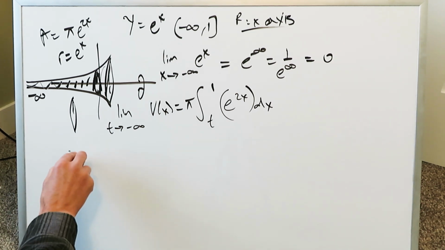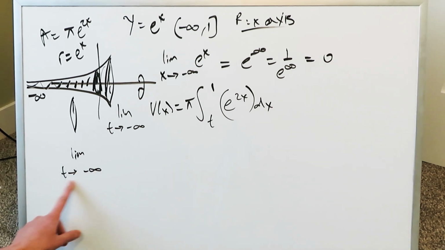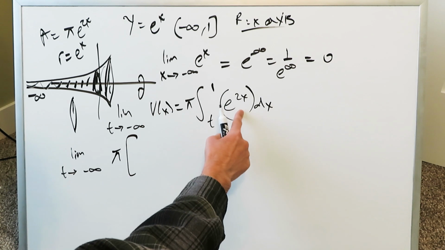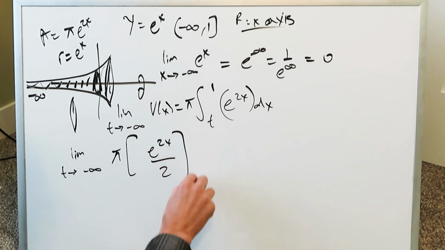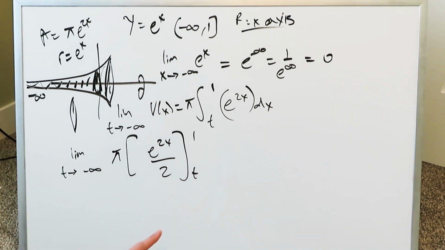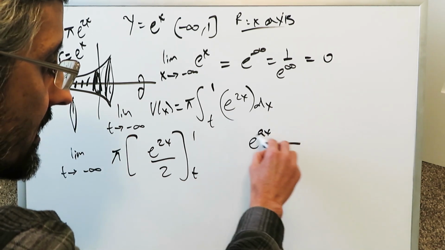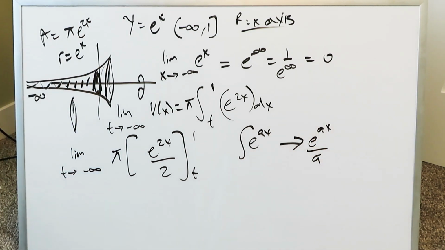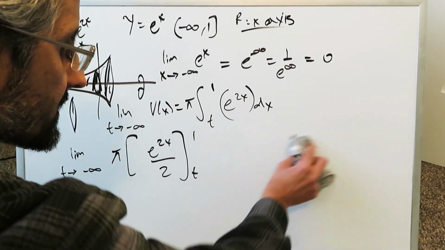So let's bring this into perspective. Limit as t approaches minus infinity. You don't even have to do this if you don't want to. You can. You have a pi sitting outside. What's the antiderivative of this? It's not hard. It's e to the 2x over 2 from 1 to t. Lower limit, upper limit. Remember, for these exponential functions, the antiderivative is e to the ax over a. That's exactly what I have. The a over here happened to be a 2, so it came down as a denominator.